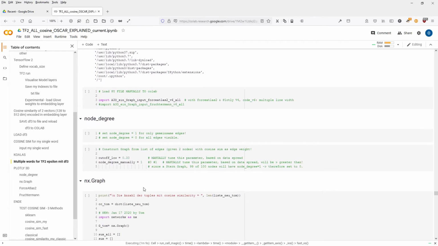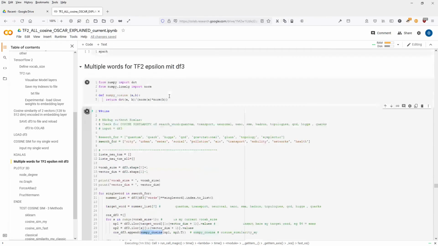And important is to set the node degree. And then you have here two options. If you want to see all edges visible, you set simply the node degree to 0. Or if you want to have only the edges that are multiple connected to multiple words, you set the node degree to 1. And the other parameter you can play around a little bit is the cutoff parameter.